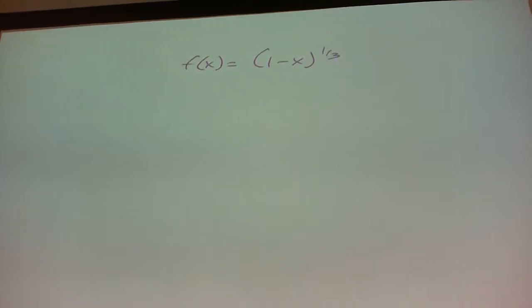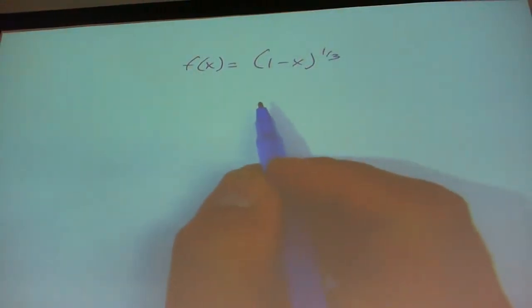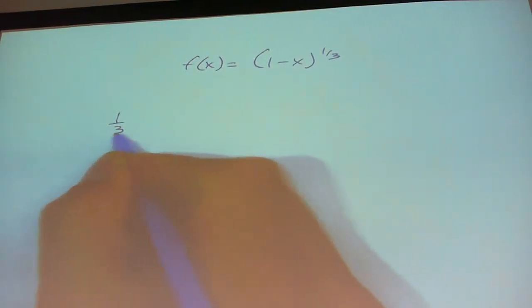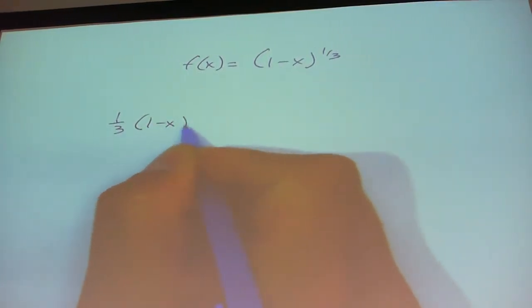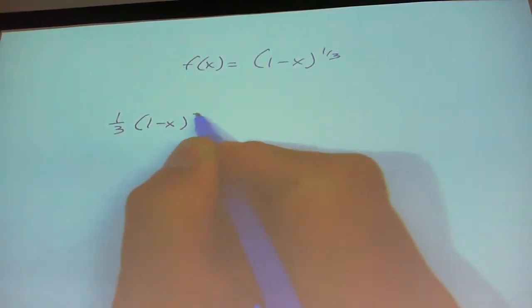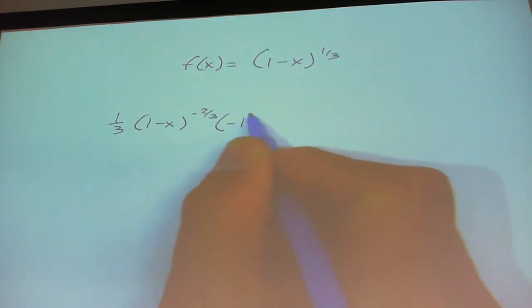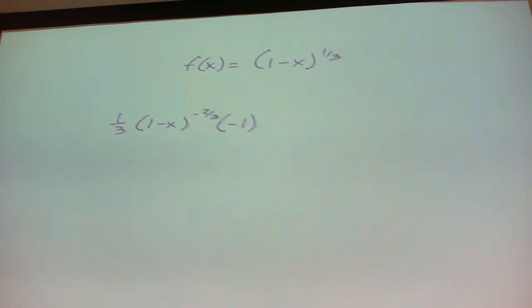Okay, so to take the derivative, guess what? What do we need to do? Chain rule. So everything we learned on the last part continues and keeps moving forward. So this would be 1/3. Inside stays the same, 1 minus x. Subtract 1, you get negative 2/3. Derivative of the inside is -1. So you have to know your derivatives. Chain rule, product rule, quotient rule, special cases, everything is fair game.